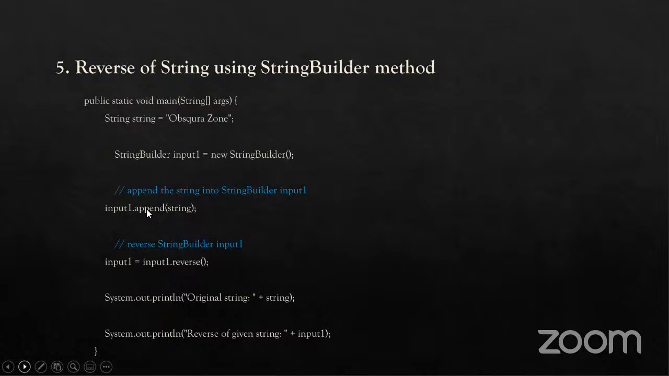input1.append. Append is a method provided by StringBuilder to append something to this string. When we create StringBuilder input1 equal to new StringBuilder, it will create a new reference object called input1. In that input1 we are not storing anything, it is an empty StringBuilder. Then into that input1 we are just appending a string. So now "obscura zone" is inside this input1.